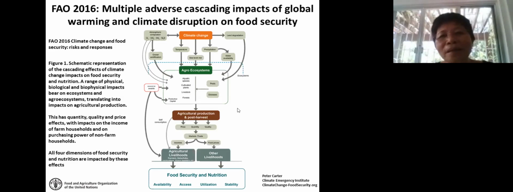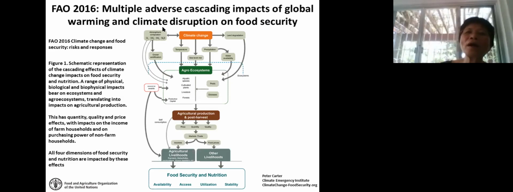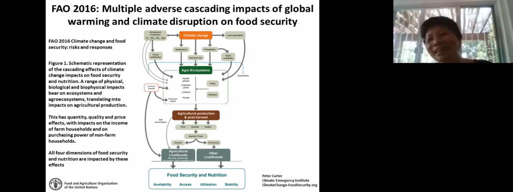This is the ecosystem, the species, the livestock, forest, all right? Because of the production, the price increase, the quantity is affected, the quality of food is also affected, and then the income of the farmers is affected because the quality goes down, the quantity goes down, so their income also goes down. This is a very good illustration of the cascading impacts of global warming and climate disruption on food security. And it summarizes everything that we have taken so far.